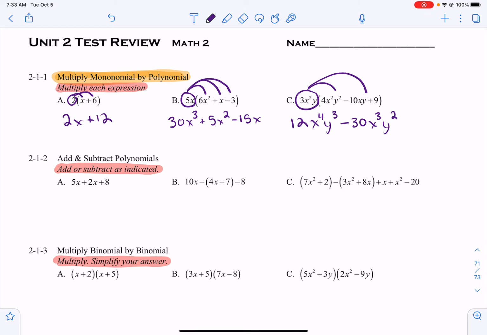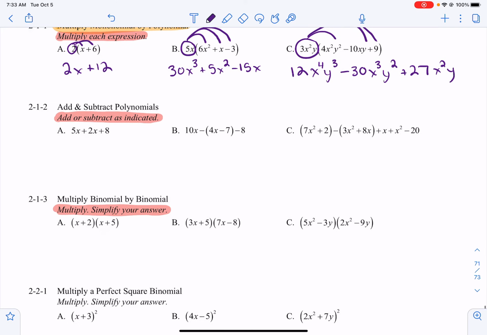And then I've got one more term at the end. You almost can't see it because it's small compared to the other ones, and it's a 9. So the 3 multiplies by the 9, and I get 27. Everything else stays the same. So 27 x squared y.